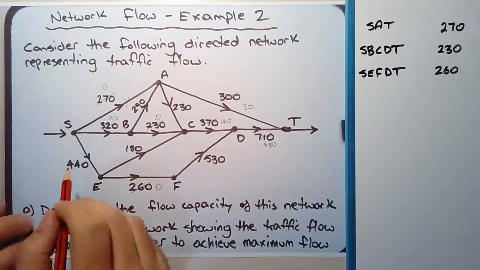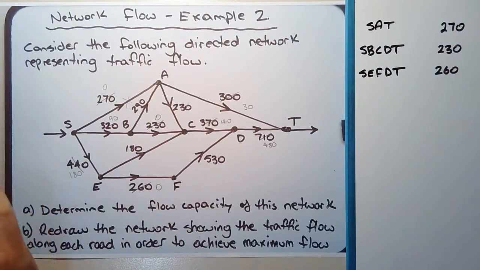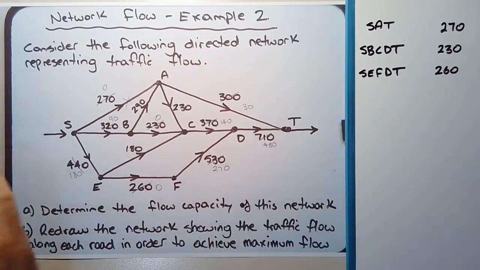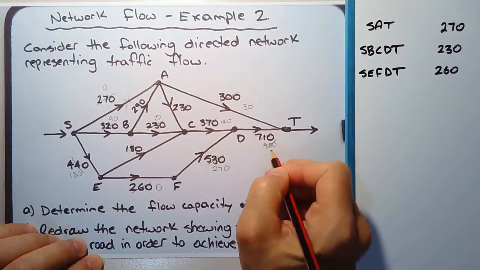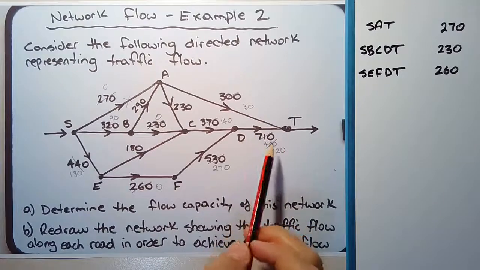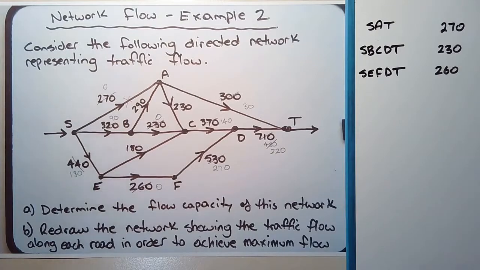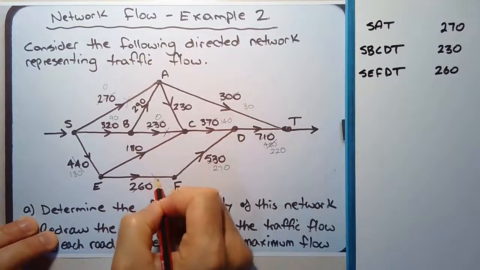440, so that one now is 180. 270. 480 minus 260. Notice now that we no longer use the 710, we're using the 480. Minus 260 is 220. So we still have some capacity left between S and T. Can we identify another path somehow? We can't use SA, we can't use BC. EF is now gone.